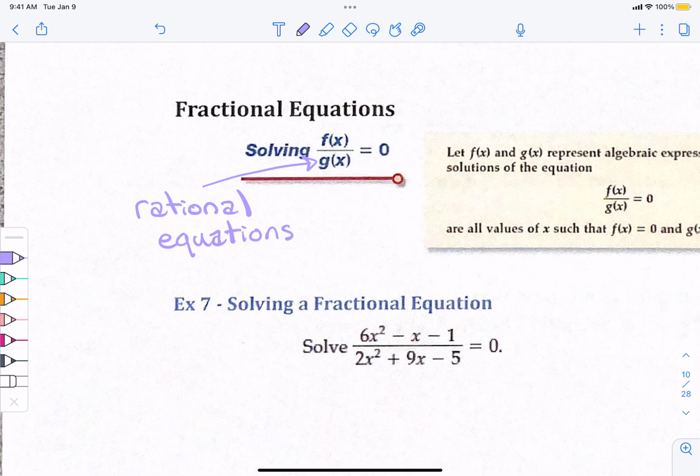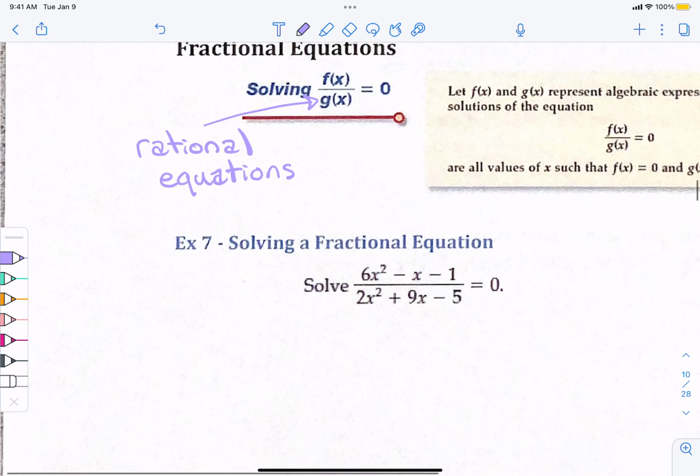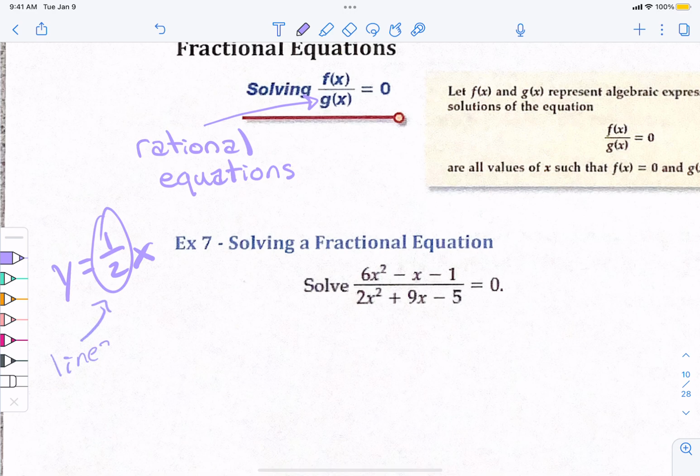Rational equations are things that have fractions. So you have x's on the top and the bottom. Now, I'm not just saying fractions in general. They have to have variables in the top and the bottom. So if I have y equals 1/2 x, that's obviously not a rational equation, because yes, that's a fraction, but it's not x in the top and the bottom. This is actually linear. Just because you have a fraction doesn't mean it's a rational function. It has to have x in the top and the bottom in order to be rational.